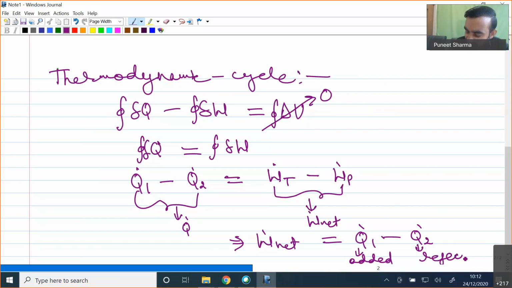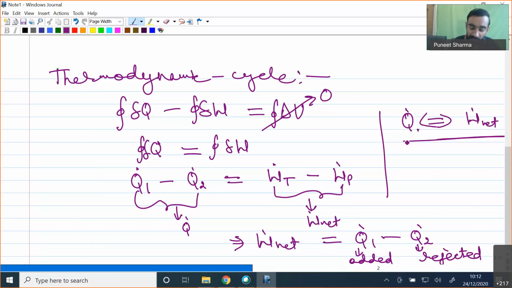So it means once again I can say that I cannot convert the complete Q1 amount of heat into an equivalent amount of net work output. What we are doing basically, whatever net work output we are getting, is nothing but the amount of heat added minus some amount of heat rejected. So heat cannot be converted 100% into work. Complete heat cannot be converted into an equivalent amount of work. That is something we are able to see from this particular second system also.